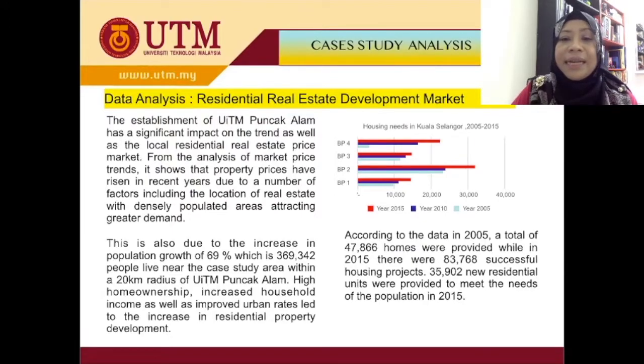In the chart below, we can see the housing need in Kuala Selangor from 2005 to 2015. In 2005, only a total of 47,866 homes were provided, while in 2015, 83,768 housing projects and new residential units were successfully provided to meet the needs of the population, an increase of 35,902. This also reflects the population growth of 69%, which is 369,342 people living nearby in the UITM territories, within a 20 km radius of the case study.